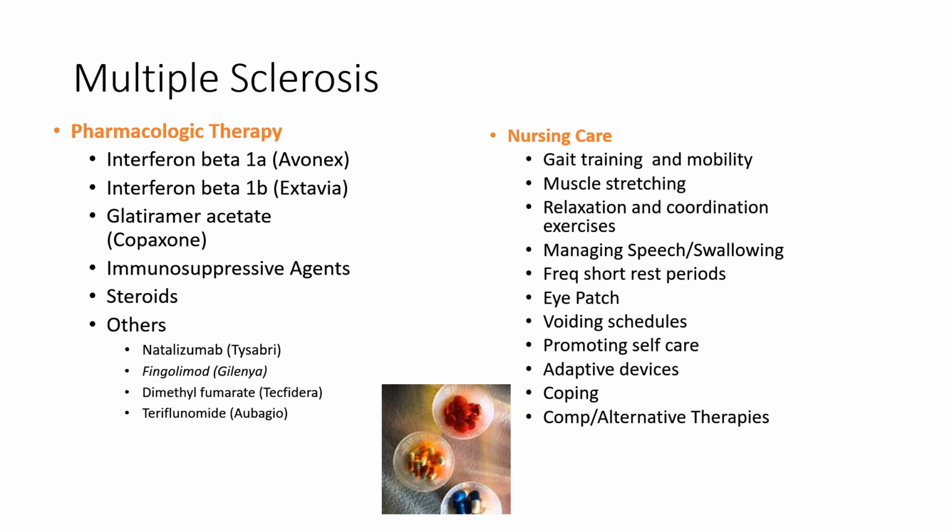Some of them may need to have an eye patch on one eye or the other, or alternating, because of the double vision that they may have. If they're having voiding issues, they may need to be on a voiding schedule where they go every 2 to 3 hours, or they may even have to teach themselves intermittent self-catheterizations. But we do need to be sure and promote self-care. These are usually women who are taking care of a family, so they need to take care of themselves also.